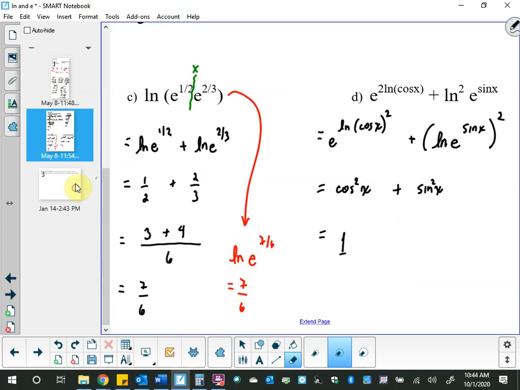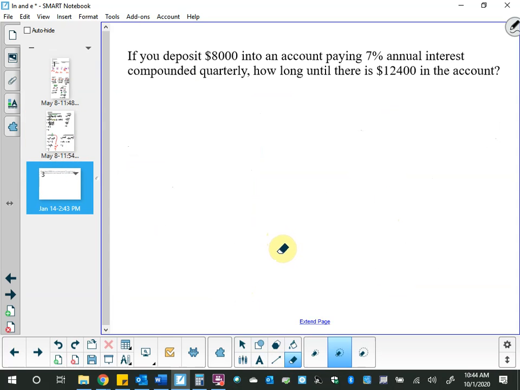All right, last question. Oh my gosh, it's a compound interest question. It's all about the money. Do you remember what we do for compound interest questions?